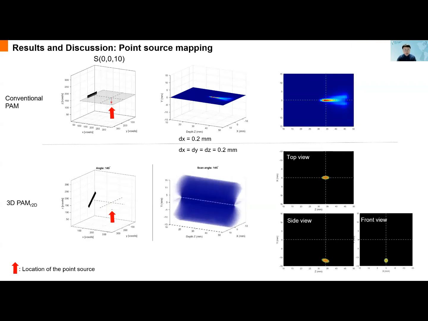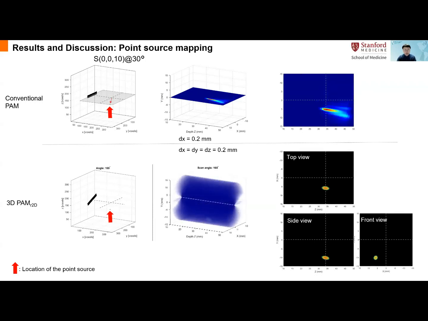We moved the point source 10 mm down along the vertical axis. The conventional method reconstructs the point source as if it was in the imaging plane, even though its position was out of the imaging plane. On the other hand, the proposed method found its location accurately in the top, side, and front view.